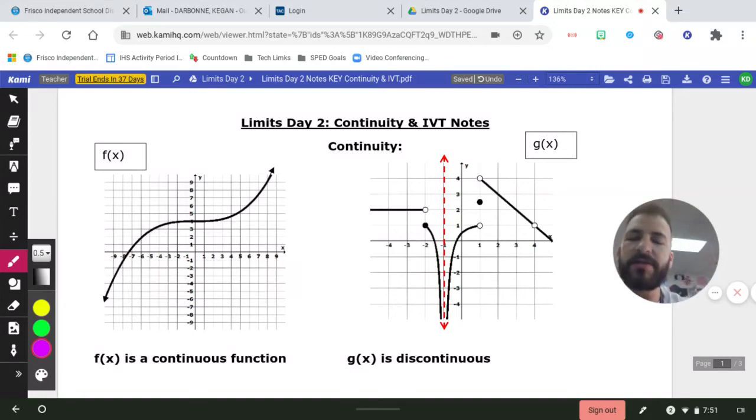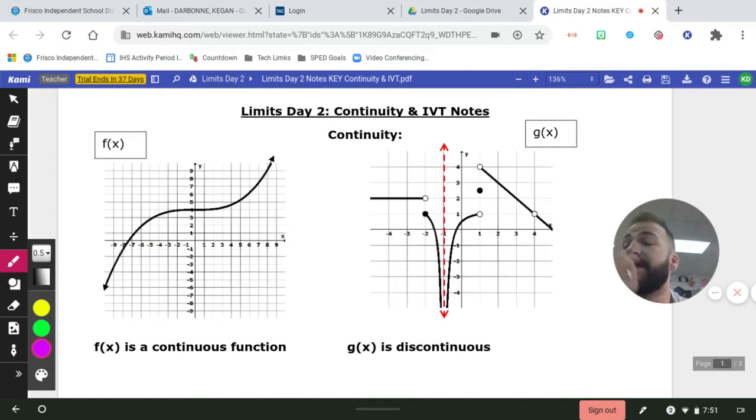Good morning, y'all. So today we are going to be talking about limits day 2, continuity, and IVT. IVT stands for the intermediate value theorem, but we'll get that in a little bit. But first, we're going to talk about continuity.